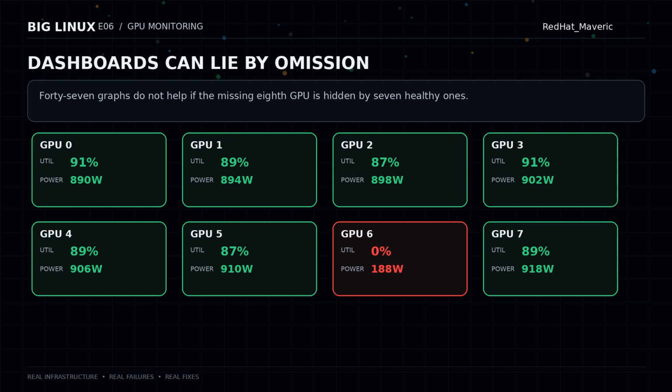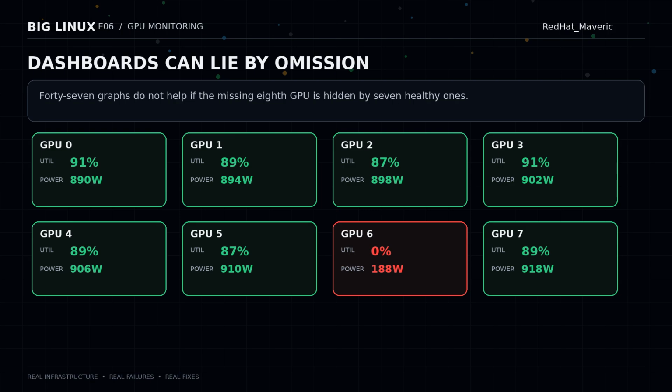GPU monitoring can get stupid really fast. You install a dashboard, it has 47 graphs, everything is colorful, and when a training job fails, none of the graphs tell you what you actually need to know. So I want to talk about the GPU monitoring stack I actually care about, and more importantly, which metrics are useful. The basic pieces are pretty straightforward.